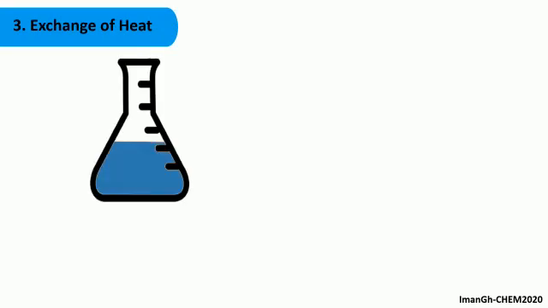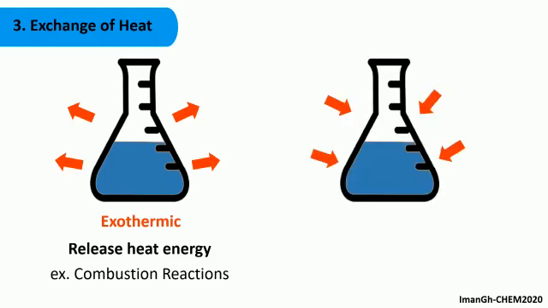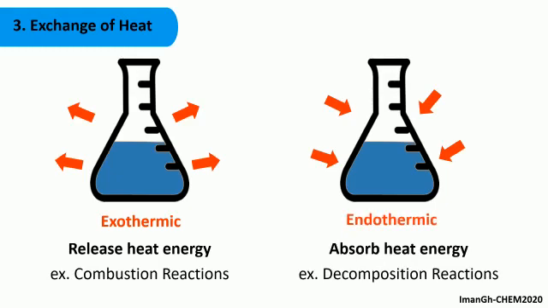As we mentioned before, some chemical reactions are accompanied by exchange of heat. Based on this, chemical reactions are divided into exothermic reactions that release heat and there is an increase in temperature. Example, combustion reactions, which involve the burning of any chemical. Or endothermic reactions that absorb heat and there is a decrease in the temperature. Example, decomposition or breaking down of a chemical.